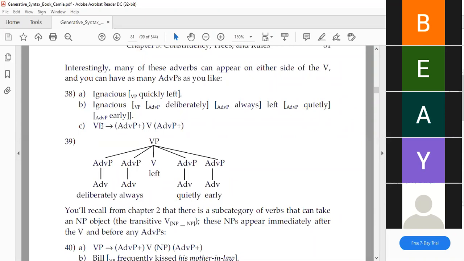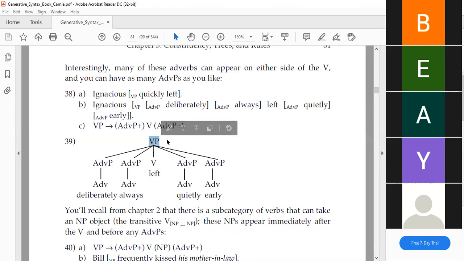In this case, we need to change the rule. What does the rule say now? We can have an adverb before, we can have an adverb after, but also not only one, we can have 1, 2, 3, so we add a plus. So we say the VP rule consists of optional adp plus, then obligatory V, then optional adp plus. And this is the tree for deliberately always left quietly early.